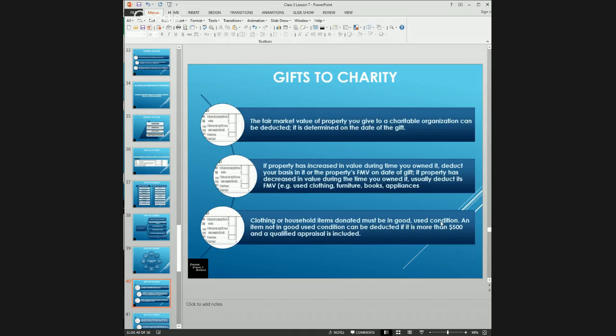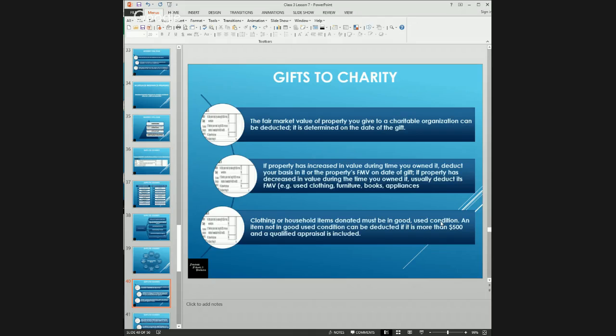If the property has increased in value during the time that you owned it, you would deduct your basis in it or the property's fair market value on the date that you gift it. If the property has decreased in value during the time that you've owned it, you usually deduct its fair market value, and this would be the case for used clothing, furniture, books and appliances, etc. Clothing or household items that are donated must be in good used condition.